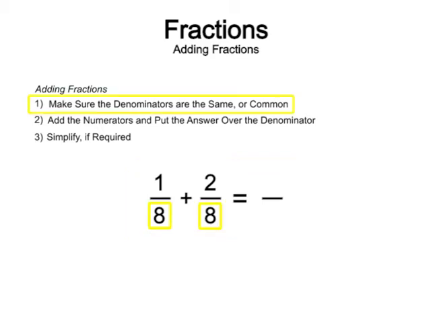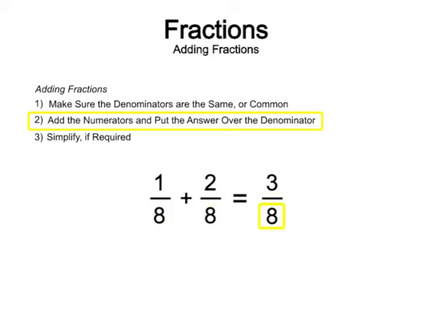Check that both denominators are the same. In this case, they are. Add the numerators, 1 plus 2, which equals 3. Put this answer over the original denominator of 8. Since 3 and 8 cannot be divided equally, we don't need to simplify.